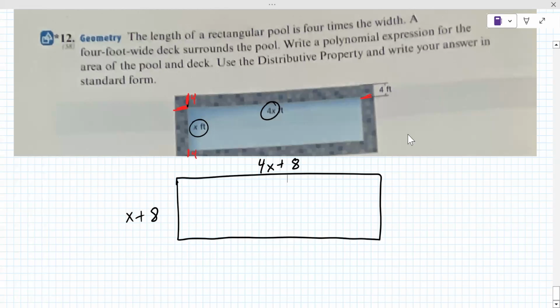And now you have to multiply them together. The area of the pool is x plus 8 times 4x plus 8. You can switch the order if you prefer, 4x plus 8 in front, then x plus 8. But I'd like you to try foiling this for us, please.